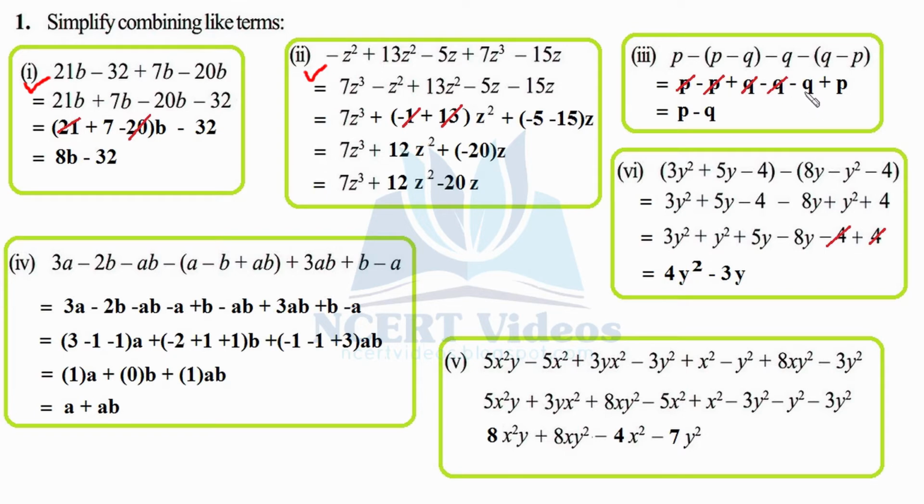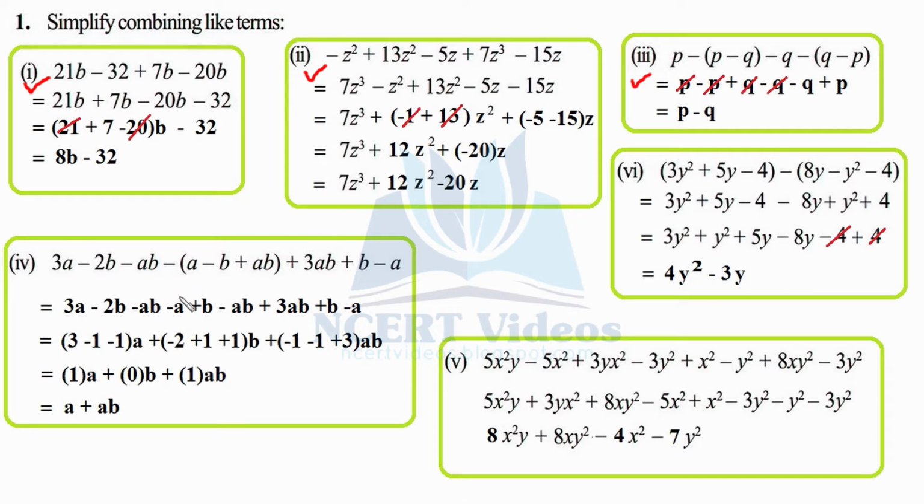This could also be written as minus q plus b. Doesn't make any difference. That's third. Fourth: 3a minus 2b minus ab minus, in bracket, a minus b plus ab plus 3ab plus b minus a. First of all, again, BODMAS: 3a as it is, this all as it is.